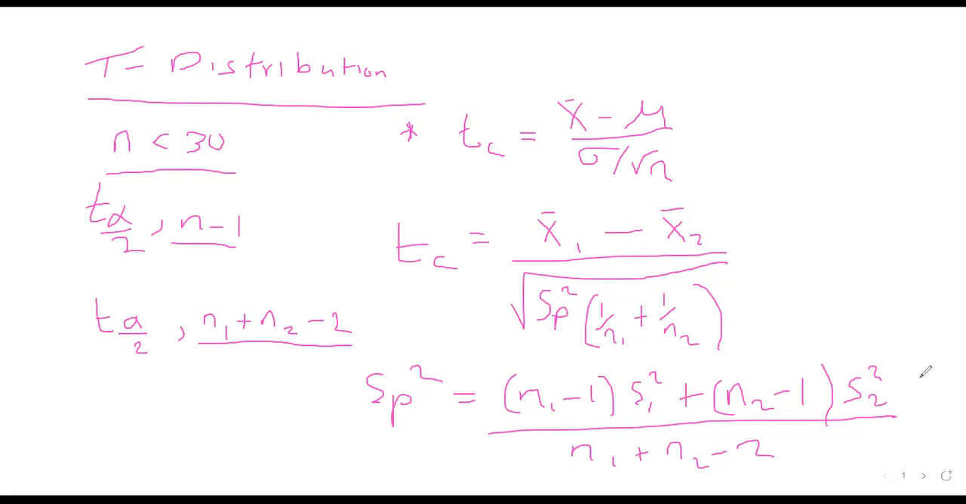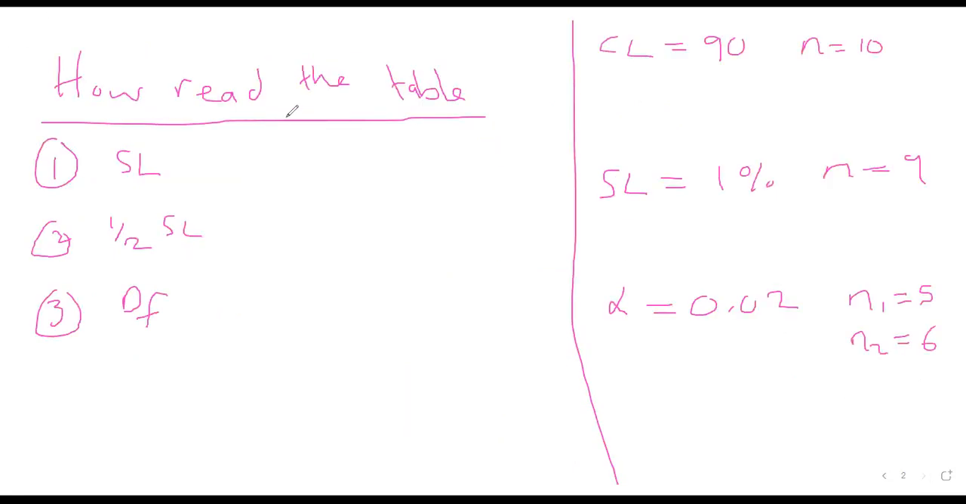For now, how do we read the t table? So you start with identifying the level of significance. What's our level of significance here? 5%. And you have it 2.5%. And our degree of freedom for one sample is n minus 1. For two samples, it's n1 plus n2 minus what? Minus 2. And the final stage is you read.